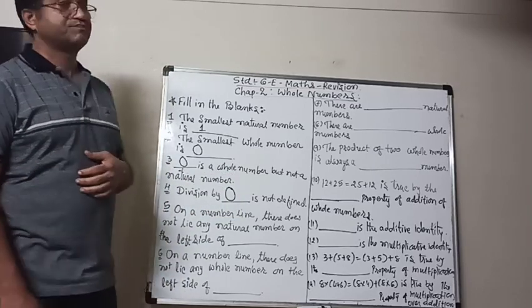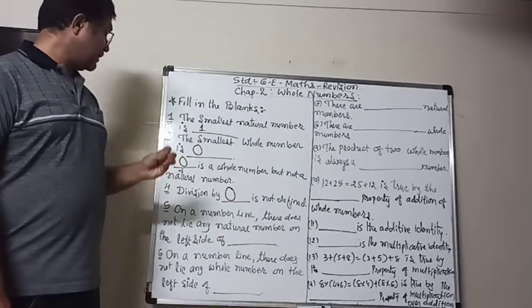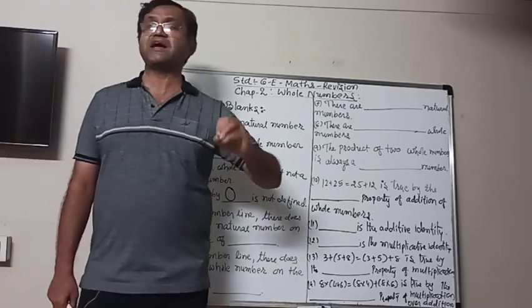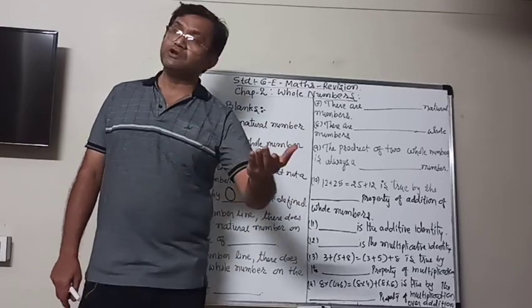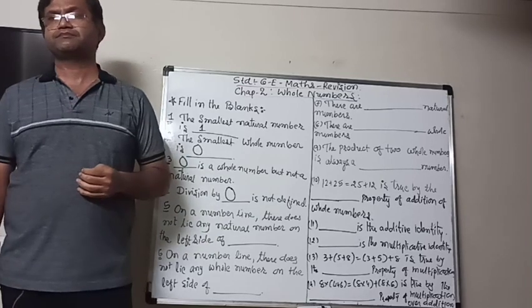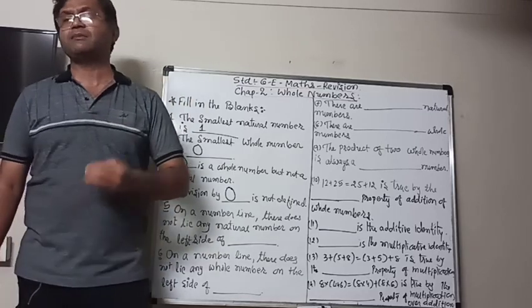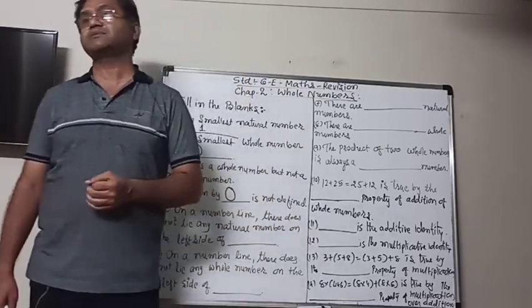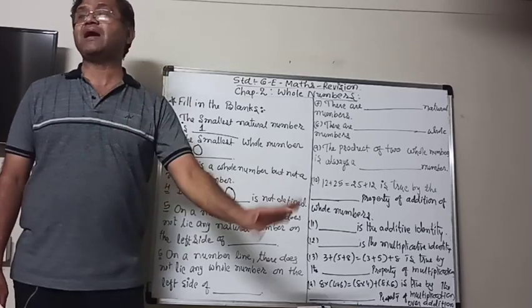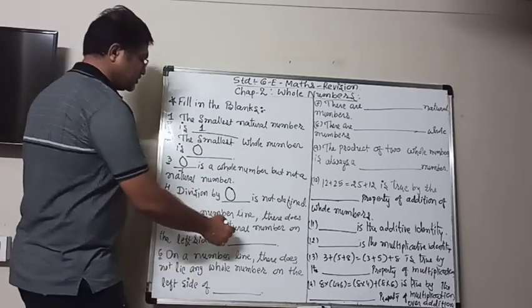Now, fifth, on a number line, there does not lie any natural number on the left side of a blank. We know that natural numbers are 1, 2, 3, 4, 5, 6. All the other numbers have some natural numbers on their left side. But 1 does not have any natural numbers on its left side. So here the answer will be 1.